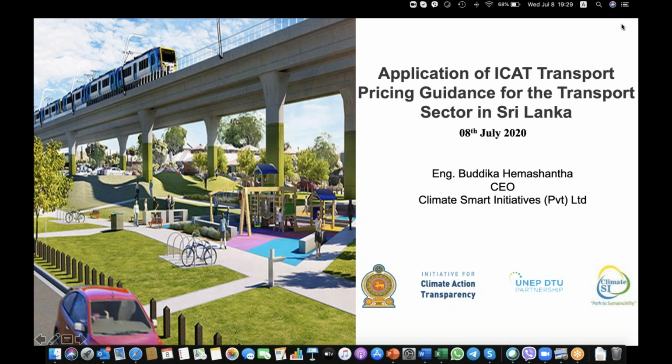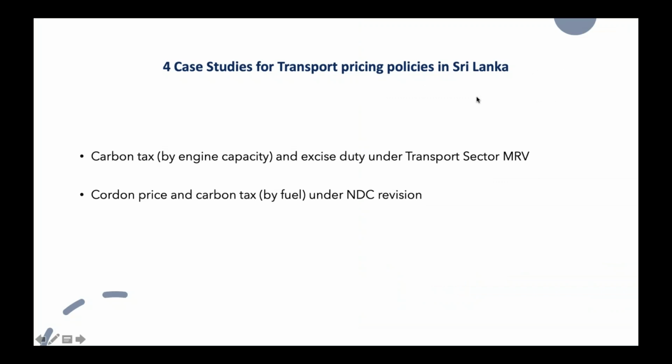My name is Buddika from ClimateSI, as Jos mentioned. So in my presentation, which would be around 15 minutes, covering 20 slides, I'm going to present the application of the ICAT transport pricing guidance for 4 transport pricing policies in Sri Lanka. So we basically applied the ICAT transport pricing guidance for 4 policies in total. 2 policies are part of developing a transport sector MRV system, which was supported by ICAT.